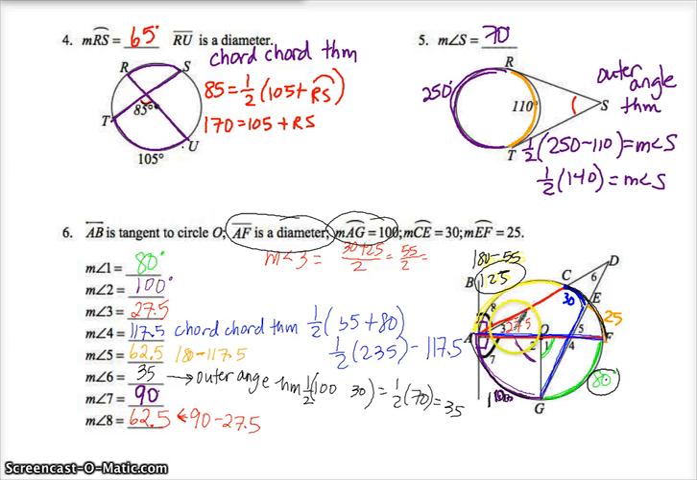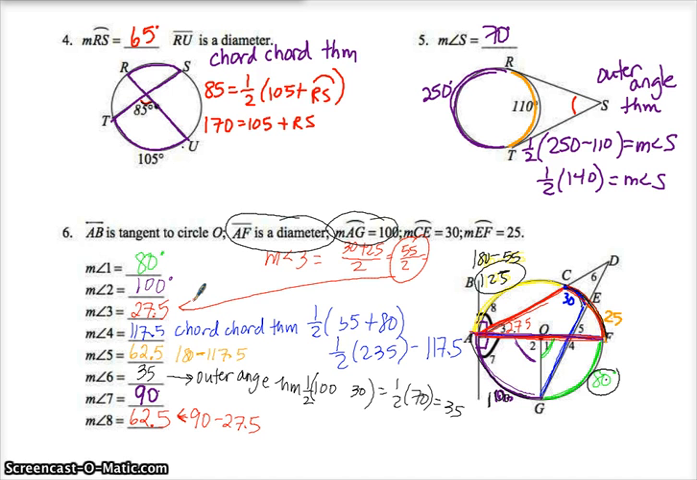Angle 3 was tricky. It was all based on this inscribed angle, right? Inscribed angle to 30 and 25. So 30 plus 25 is 55, so it's half of that measure, which is why I have a decimal point here. Half of 55 is 27.5 degrees.